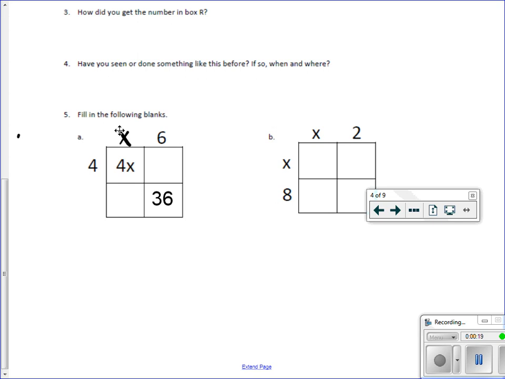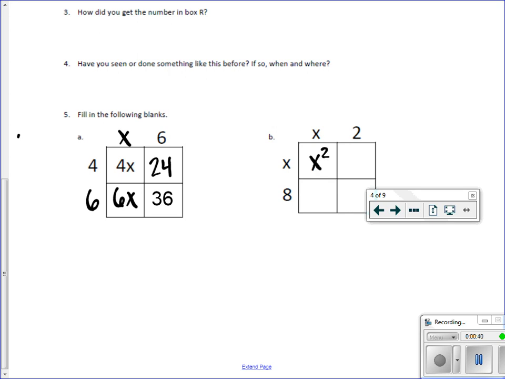6 times 4, so the top right. Okay. And then 6 on the outside. 6 has to be on the outside. How come? Okay, and then what would be in there? Okay. What about this one?